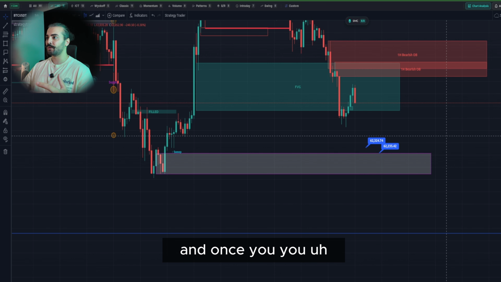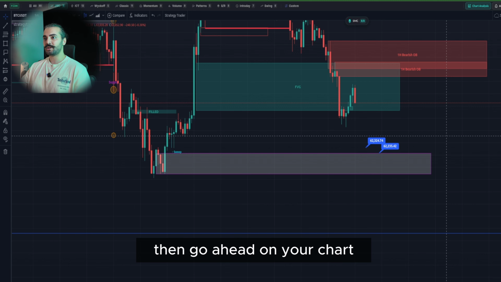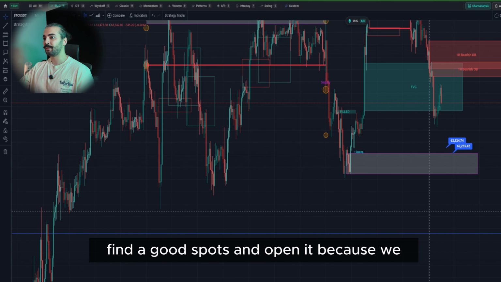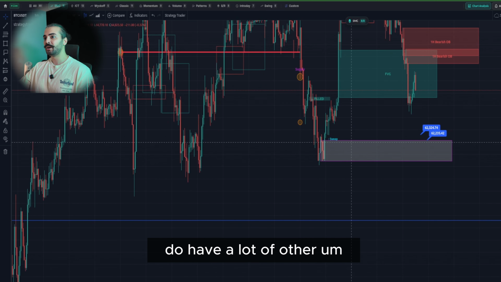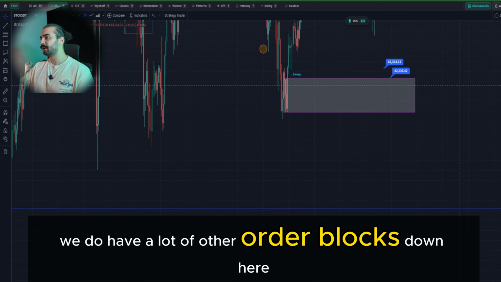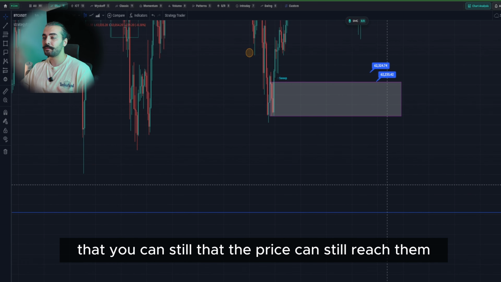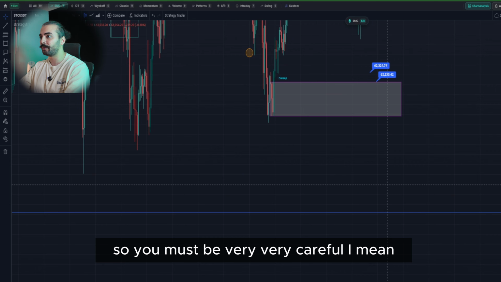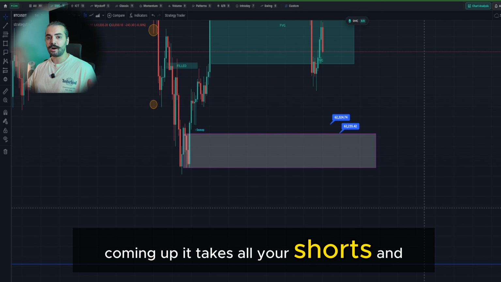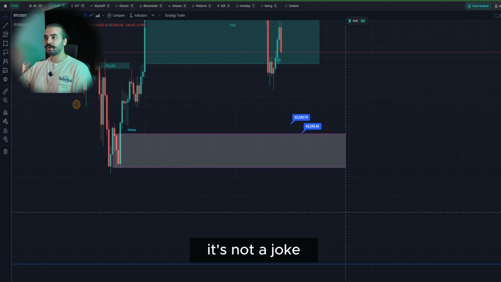And once you practice this a few times and you think you're good, then go ahead on your chart, find the good spots and open it, because we do have a lot of other order blocks down here that the price can still reach. So you must be very, very careful. I mean, there might be news coming up. It takes all your shorts and longs and it's going to liquidate you in a few seconds. So it's not a joke.